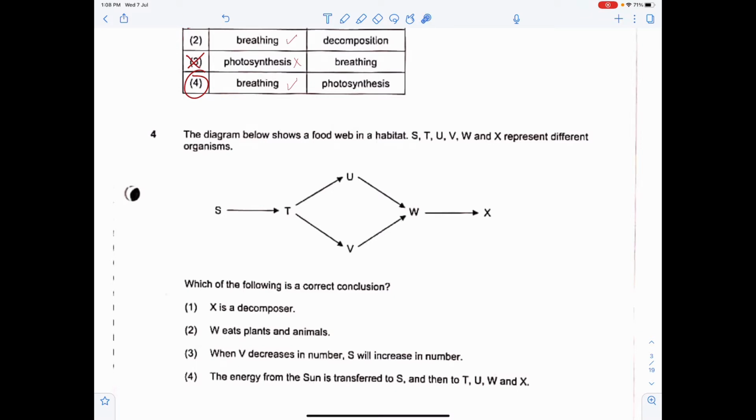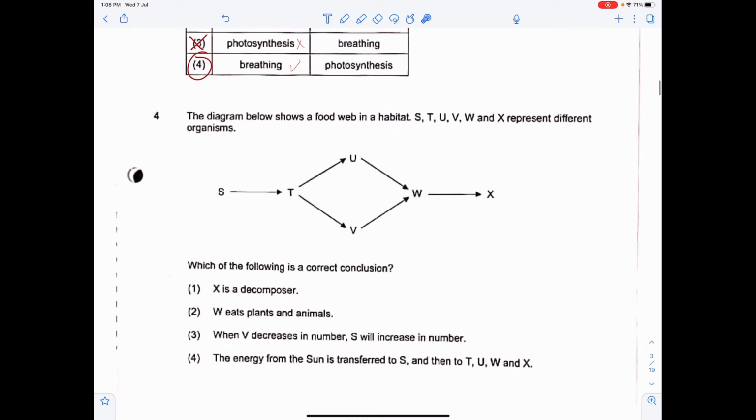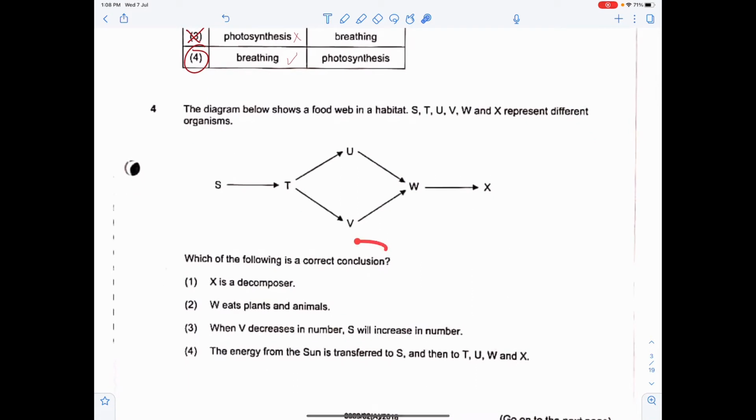The diagram shows a food web in a habitat. S, T, U, V, W, and X represent different organisms. Okay. So basically they ask you what is a correct conclusion. Your answer would be number 4.